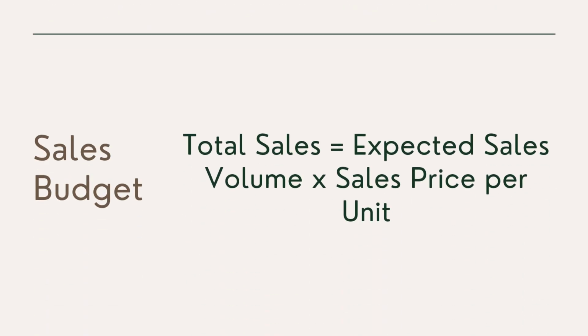The sales budget is an essential component of the master budget, and it provides a detailed estimate of the organization's anticipated sales revenue over a specified period. So here, you have the formula. The total sales is equal to expected sales volume multiplied by the sales price per unit. Okay? When we say expected sales volume class, we mean that the estimated quantity of goods or services that the organization expects to sell during the budget period.